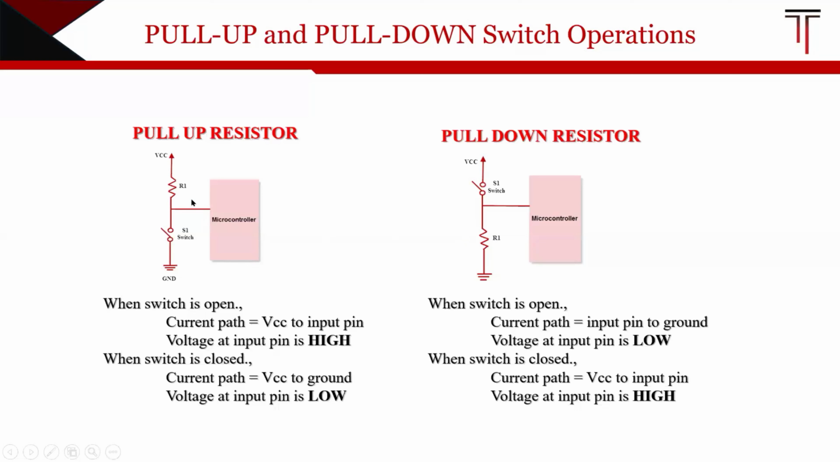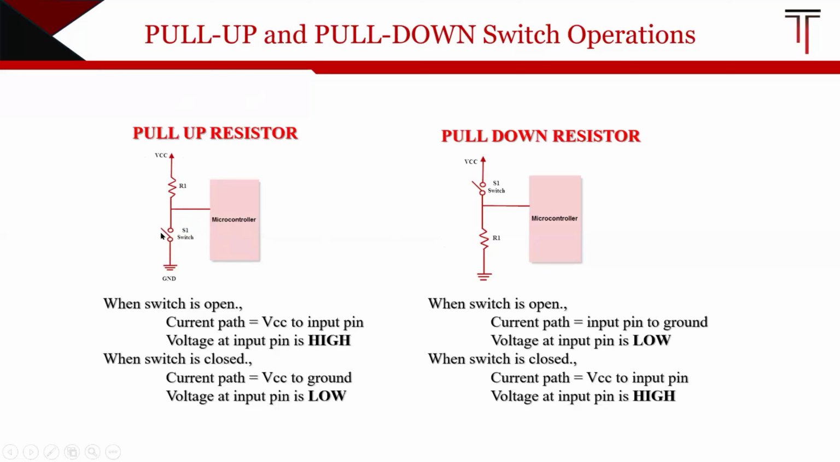To prevent the unpredictable readings in the circuit, we will use pull up and pull down resistors. A pull up resistor connects the input pin to a high logic level. It will connect the input pin of your microcontroller to the high logic level, that is nothing but the VCC.